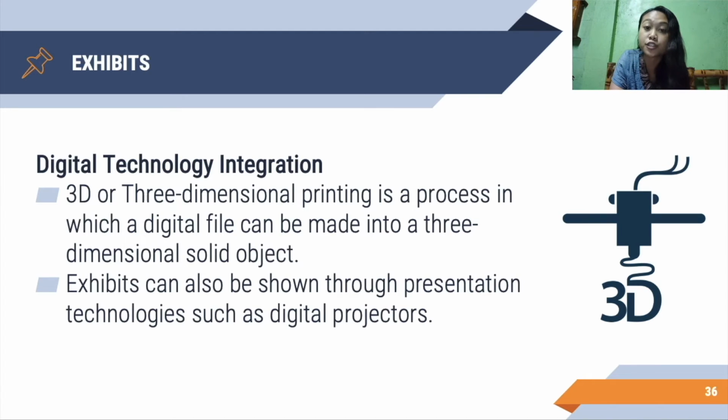Now, for its digital technology integrations, since we are progressing to the new age, or since we are 21st century learners, exhibits can be shown in, for example, 3D or three-dimensional printing. It is a process in which a digital file can be made into a three-dimensional solid object. Also, exhibits can be shown through presentation technologies such as digital projectors that project images and exhibits.